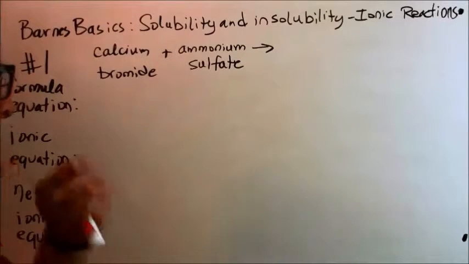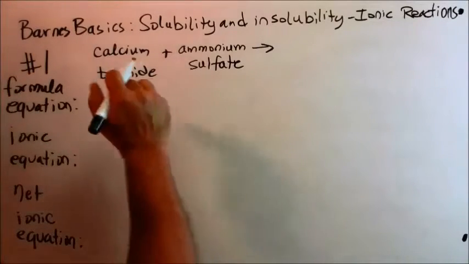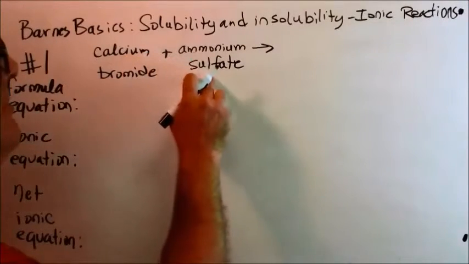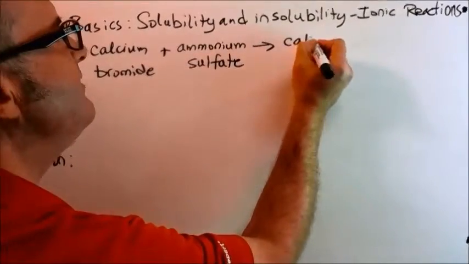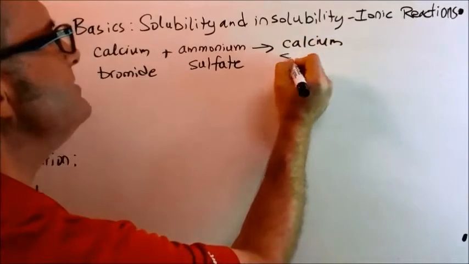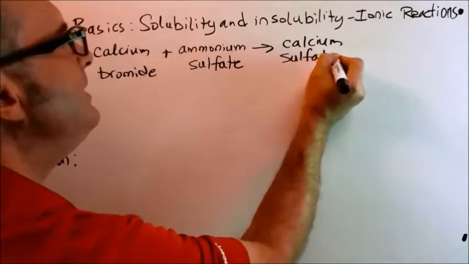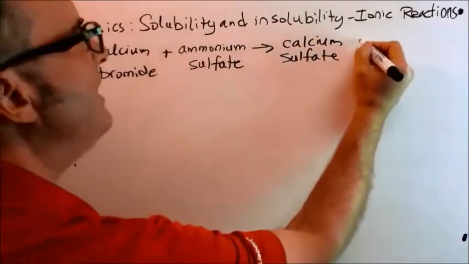Sometimes ionic reactions are called exchange reactions, and the positive ion matches with the negative ion. So in this case, on the other side of the equation, we would see calcium sulfate and we would see ammonium bromide.